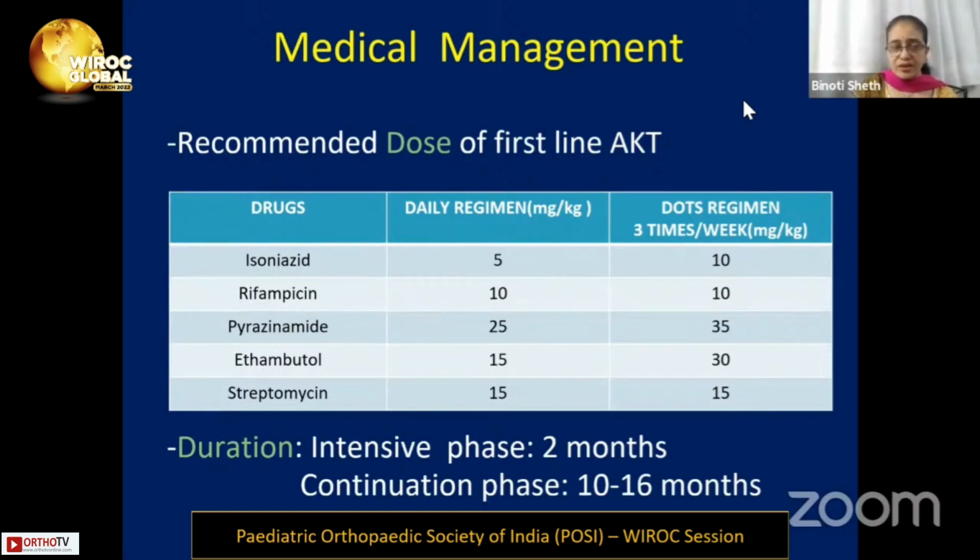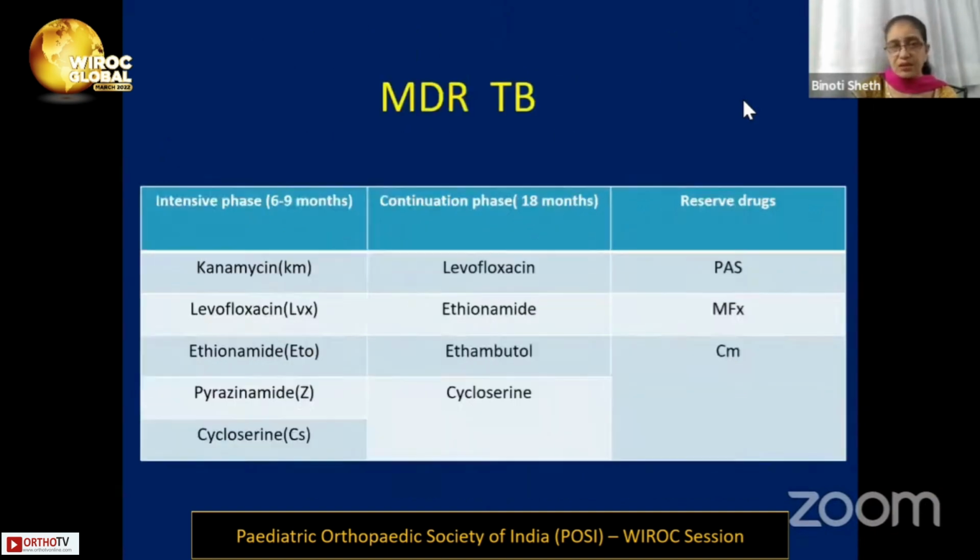The first line of AKT drugs are used as per our RNTCP guidelines. The intensive phase lasts for about 2 months, whereas the continuation phase goes on up to 10 to 16 months.